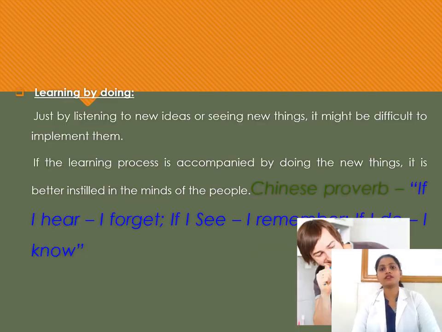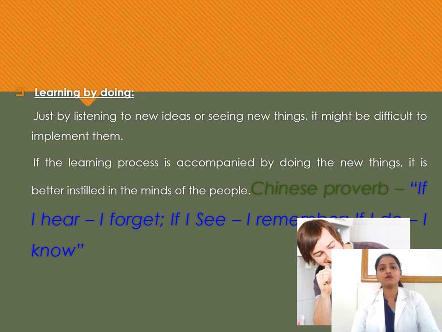The next principle is learning by doing. Like how we teach children, it is also important to teach the public or general population about health education through learning by doing. It is a simple thing. I can explain it through a Chinese proverb. If I hear, I forget. If I see, I remember. Whereas if I do, I know. So once I do a certain thing, I can remember it very well. I know it because I know the whole fact.